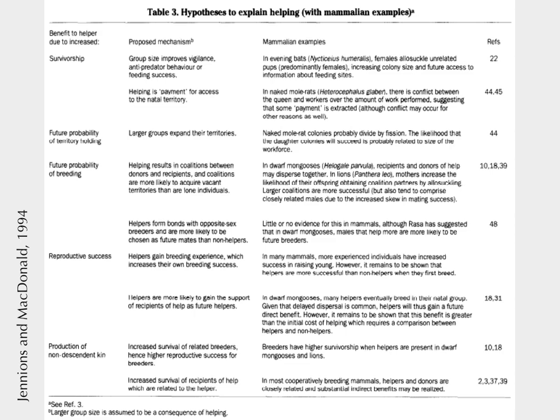So here's one explanation from inclusive fitness. By helping mom raise your siblings, your genes get passed on through your siblings, right? So that's one way. But of course, there are other mechanisms too.